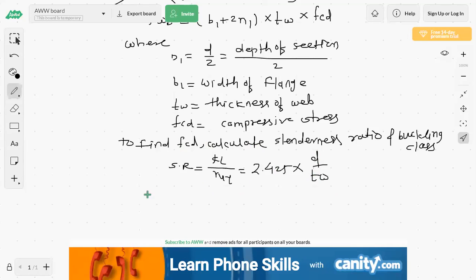And now buckling class. Buckling class we have to take C for beam, I and channel section. Buckling class we have to take C when the beam we are using is I section or channel section. Always here we have to select buckling class C.